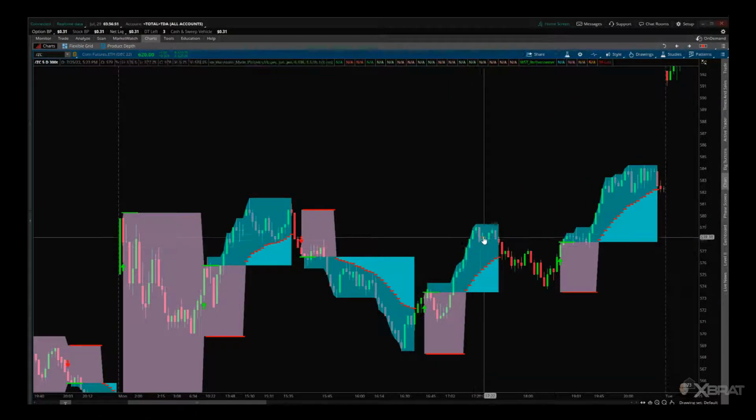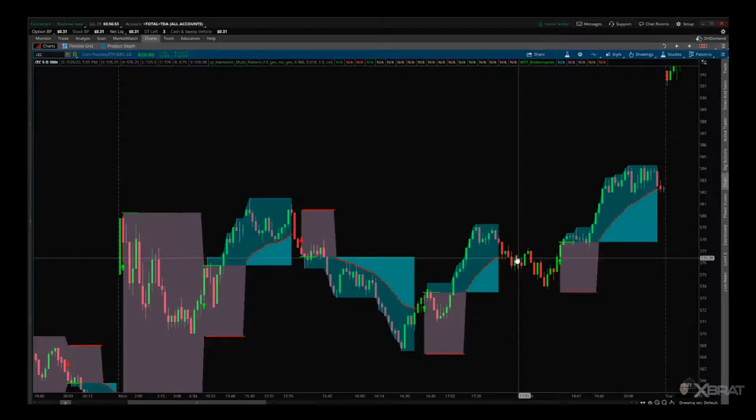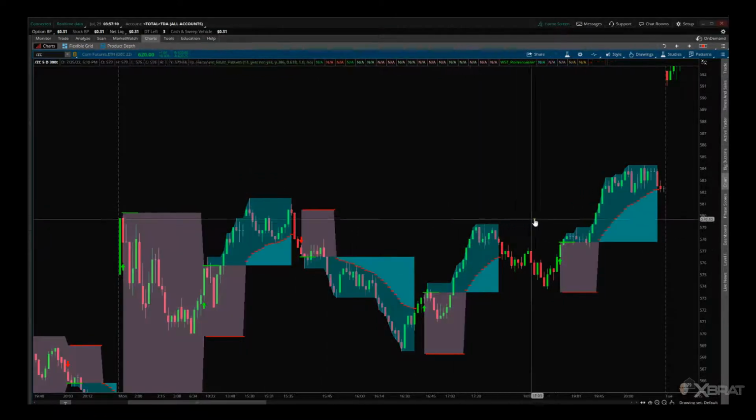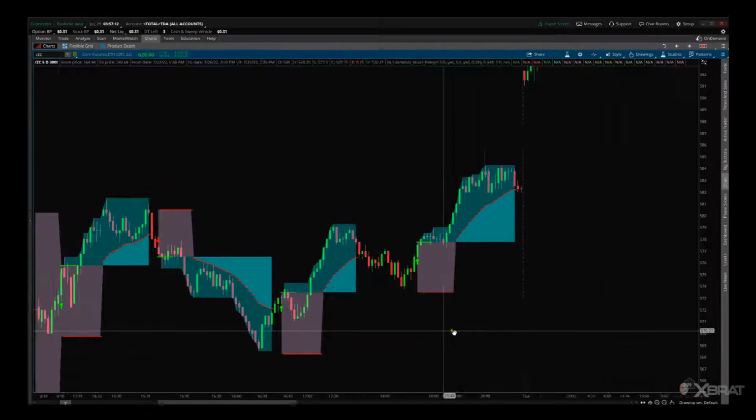The roller coaster gets to the top, comes back down again. Not a big dip this time though. Didn't get a short. We get the long, we get the green arrow. We go long here. There's the entry. Trailing stop printed. So on the Monday, we had 1, 2, 3, 4, 5 signals, only 4 trades, but 4 winners. Fantastic.